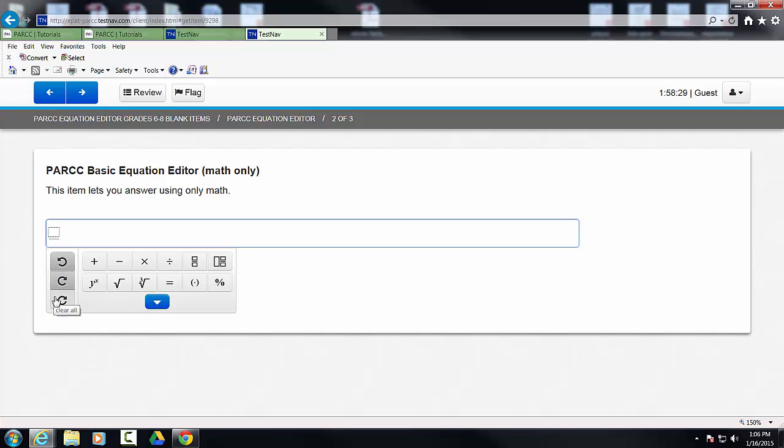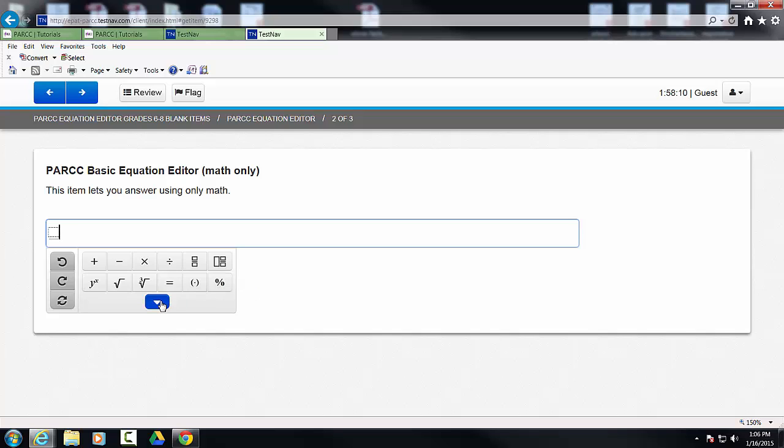Undo, redo, clear all, plus sign, minus sign, times sign, division sign, fraction, mixed number, power, square root, cube root, equal, parentheses, and percent sign.